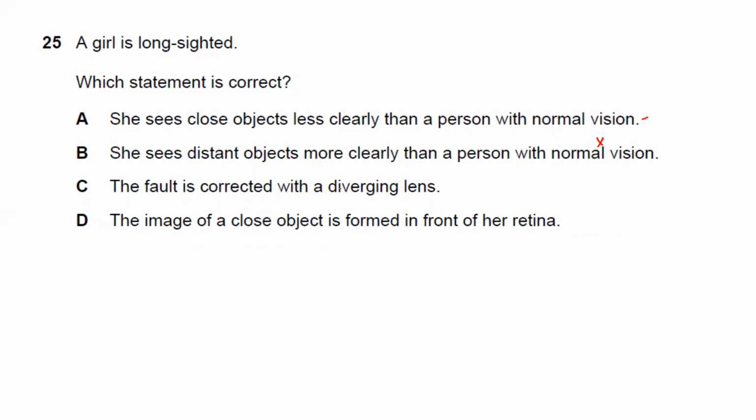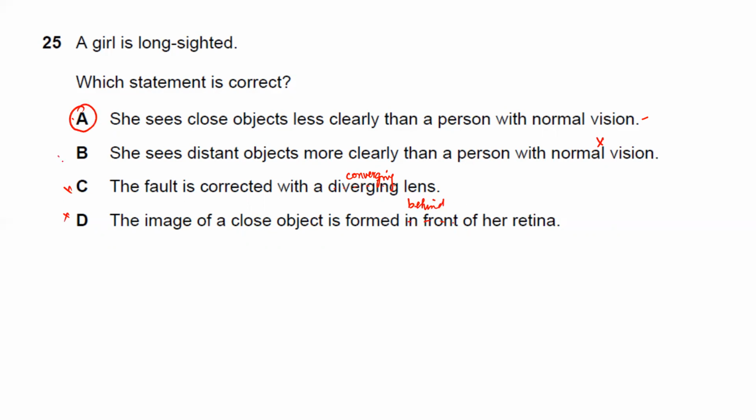The fault is corrected with a diverging lens. No, long-sightedness is corrected with a converging lens. The image of the close object is formed in front of the retina. No, it is formed behind the retina. So the best answer over here is A.